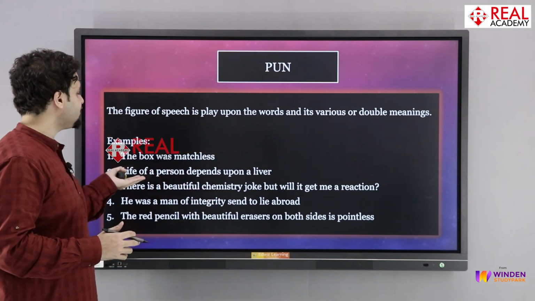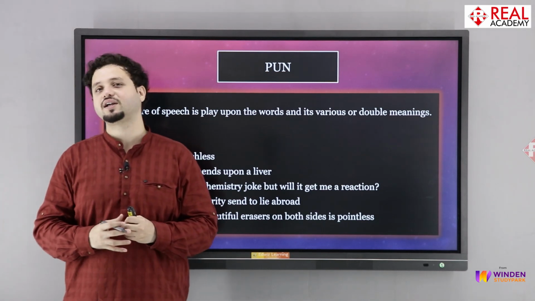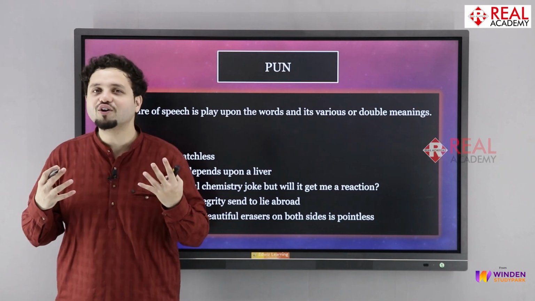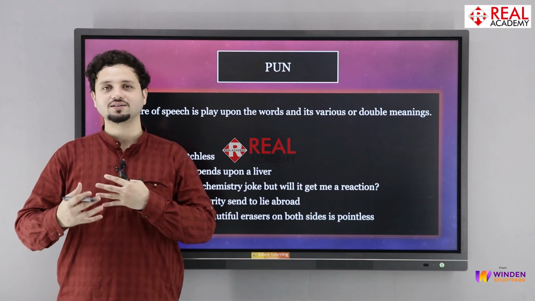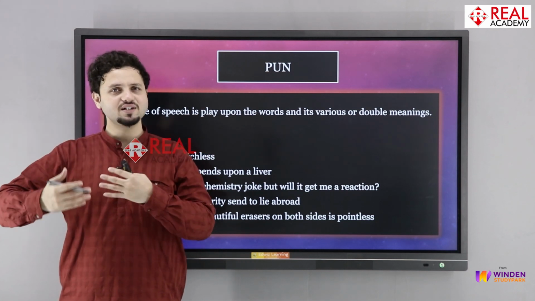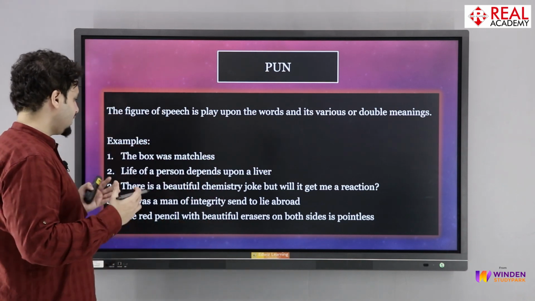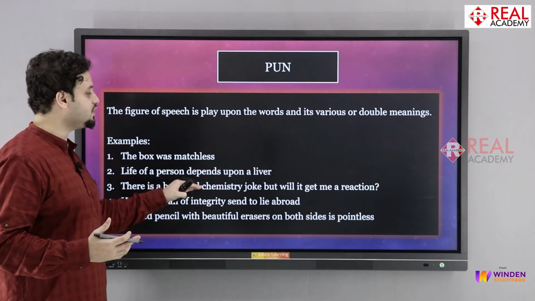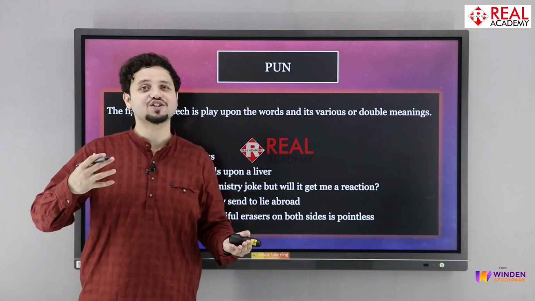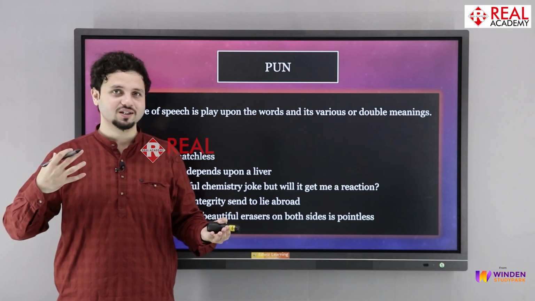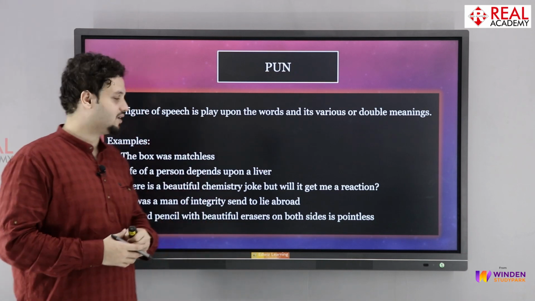Second example, life of a person depends upon a liver. So first meaning of liver can be organ of human body, and second meaning of liver is the person who is living, how he is living his lifestyle. So there are two meanings. Another example, there is a beautiful chemistry joke, but will it get me a reaction? First is reaction, which means response in simple words, and second reaction is chemical reaction.